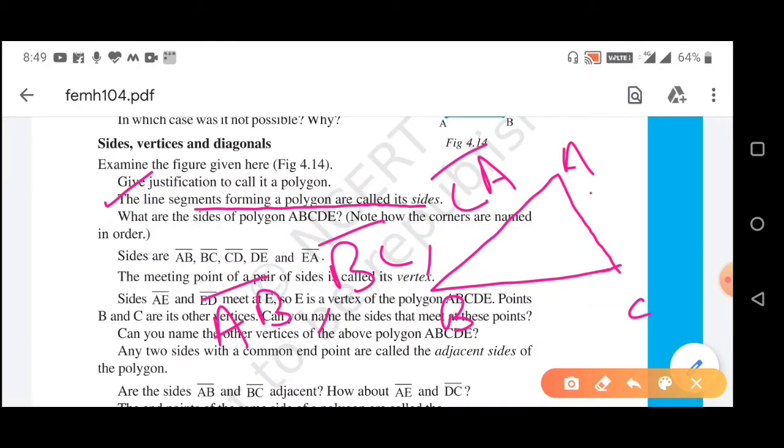Vertices are what? These points, point A, point B and point C, are vertices, and the singular form of vertices is vertex. Vertex means what? The meeting point of a pair of sides. So the point A is the meeting point of the sides AB and AC. Point B is the meeting point of the sides BA and BC. Point C is the meeting point of the sides AC and CB.